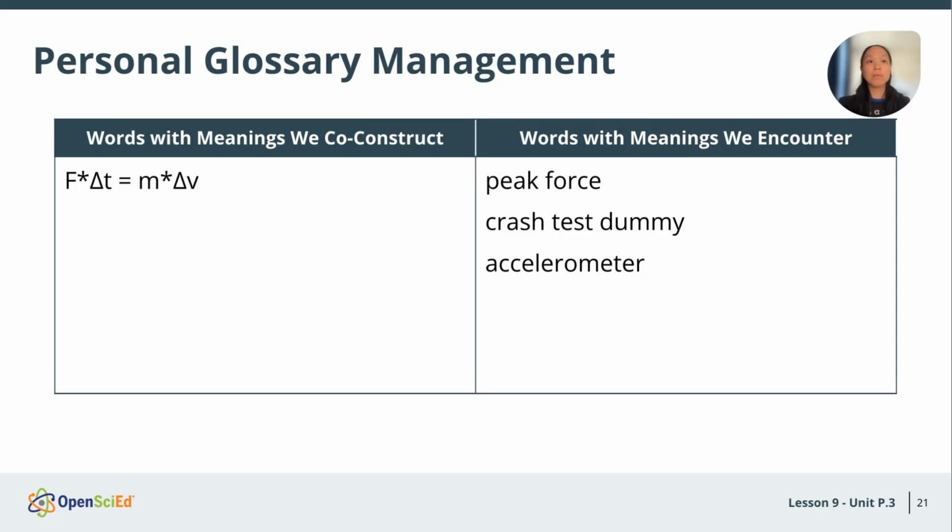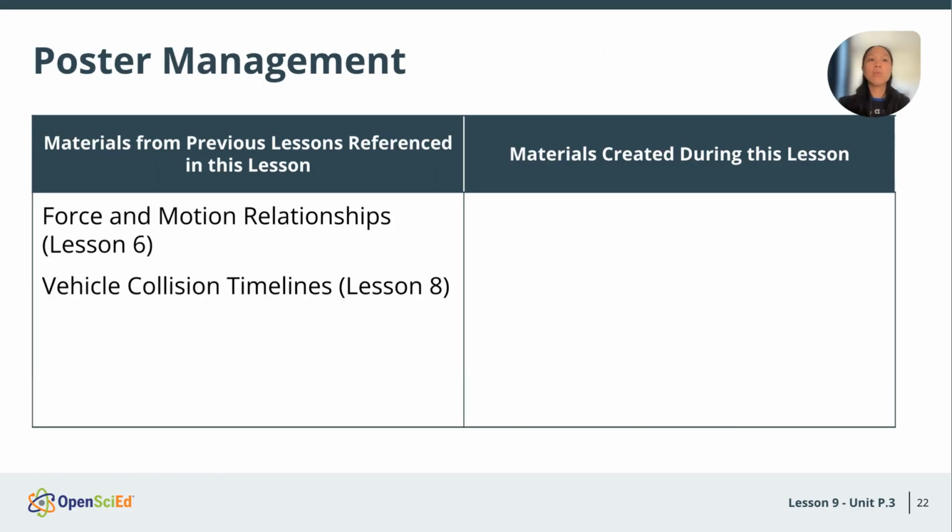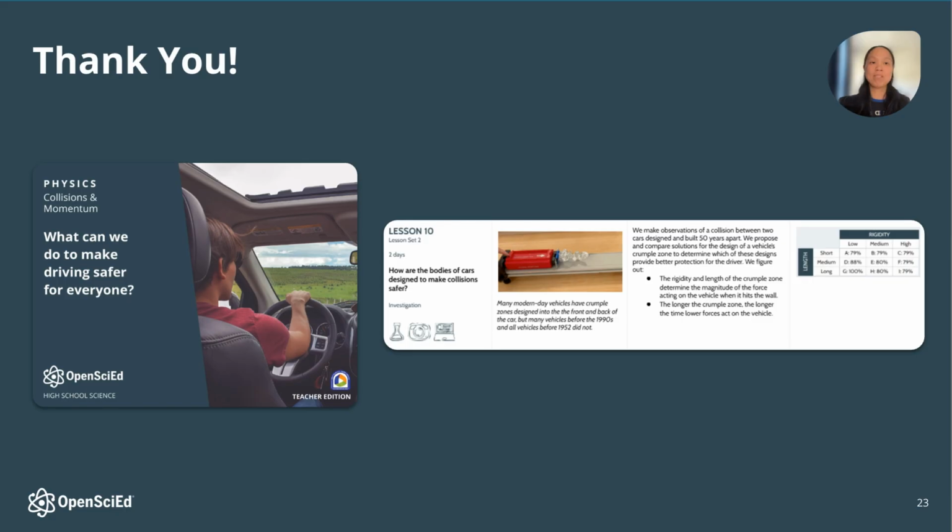In this lesson, we rearranged Newton's second law and encountered these terms: peak force, crash test dummy, and accelerometer, all in the reading. We reference the vehicle collision timelines at the beginning of the lesson, and we update the force and motion relationships poster from lesson 6, and we'll be referring back to this poster in lesson 10. Well, this is lesson 9 in a nutshell.